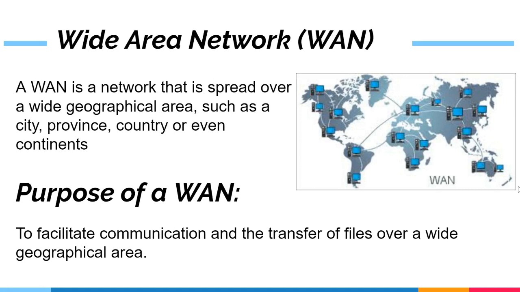A wide area network is a network that is spread over a wide geographical area, such as a city, province, country, or even continent. The purpose of the WAN is to facilitate communication and transfer of files over a wide geographical area. So we're looking at networks particularly covering, maybe you've got banking infrastructure and it's all over the world. You're able to access your stuff no matter what country you go to.